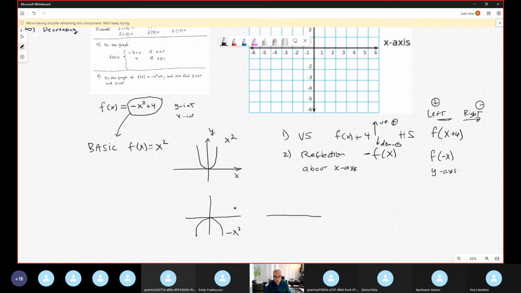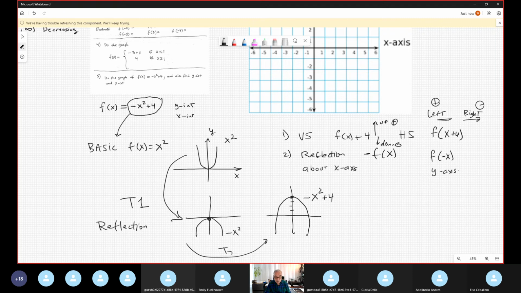So our parabola is moving. Here is 0, 4, 1, 2, 3, 4. I'm moving down like that. This is the parabola minus x squared plus 4 after 2 transformations. The transformation from this to this was reflection. Transformation 1, reflection, about, of course, the x-axis. And the transformation from this to this, transformation 2, was vertical shift 4 units up. This is clear or no?